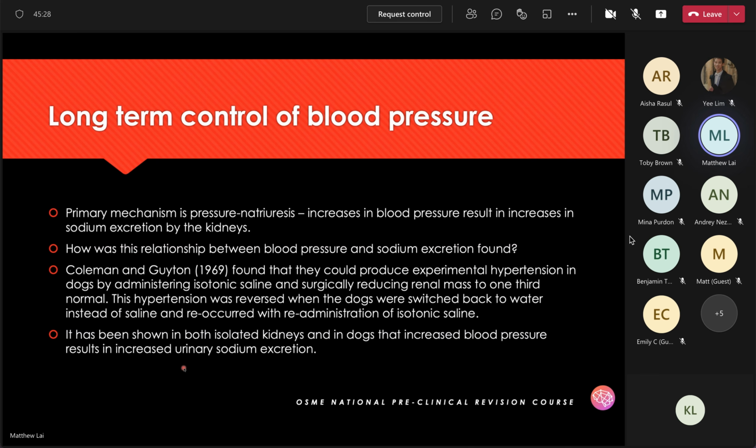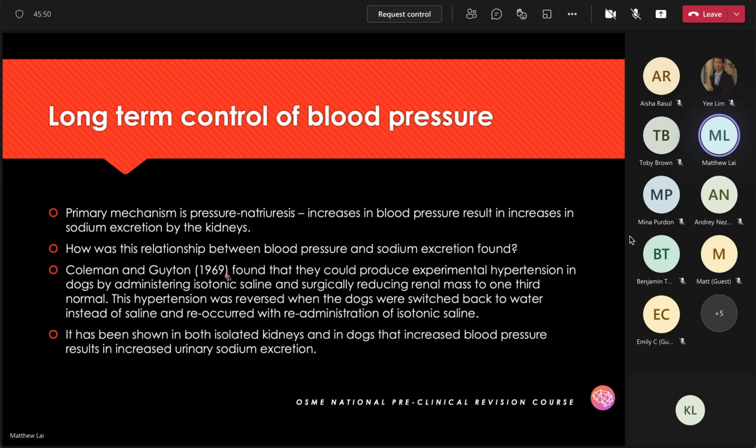So now onto long-term control of blood pressure. The primary mechanism is pressure natriuresis. And so what does pressure natriuresis mean? It means that increases in your blood pressure result in increases in sodium excretion by your kidneys. How do we even find this relationship between blood pressure and sodium excretion?